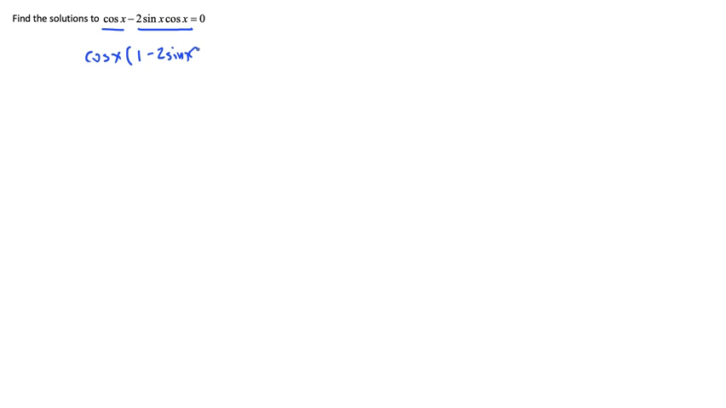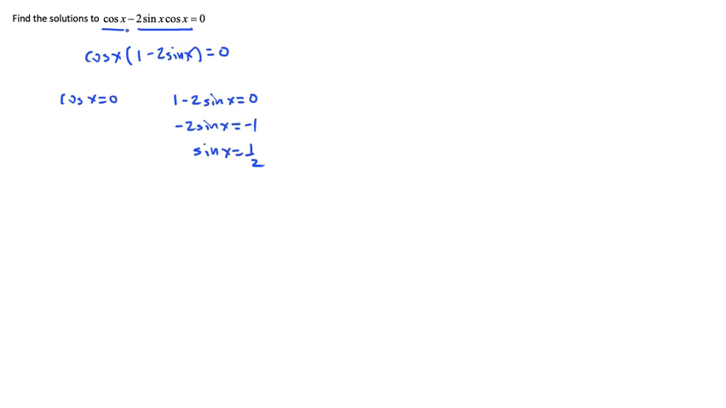So that actually works out pretty good here, right? So whenever we factor, okay, we set each factor equal to 0. Okay, and then we solve. So cosine of x is equal to 0, or 1 minus 2 sine of x is equal to 0. Notice we can solve this one, right? Okay, so we can subtract the 1 over to the other side. We'll divide by negative 2, so we get sine of x equals positive 1/2.